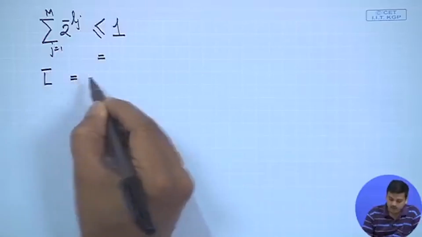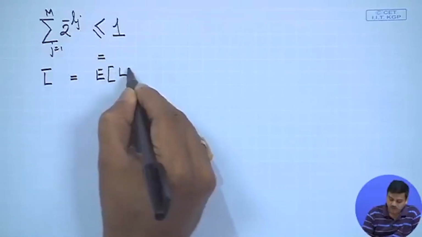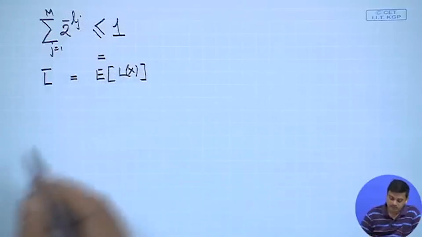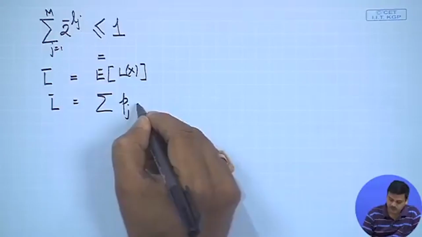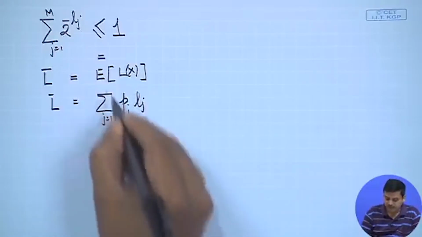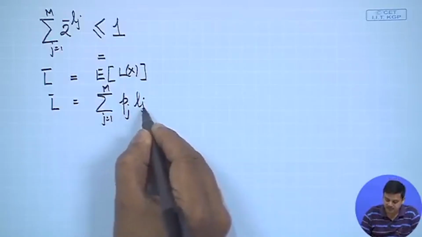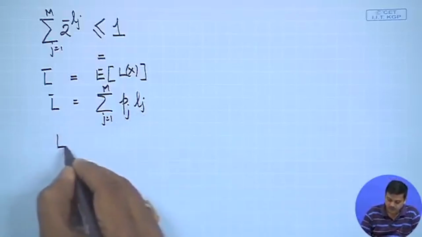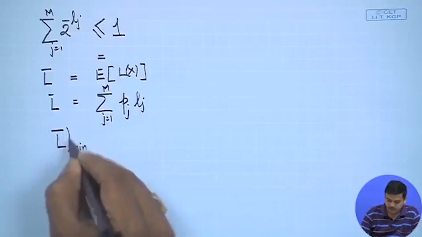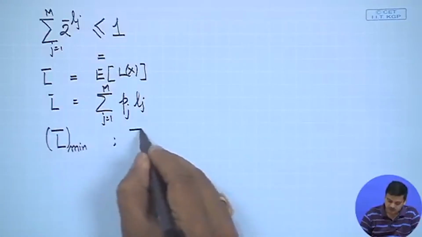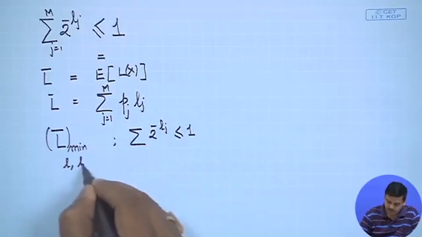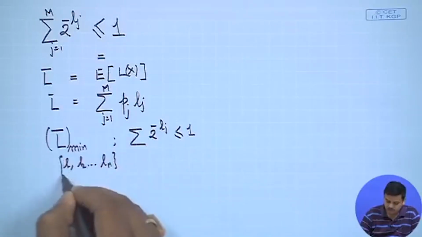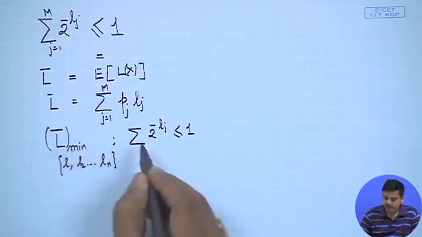Then we moved ahead and we wanted to find L bar. L bar is basically the expectation of L of x, and where we reached is that L bar could be written as the sum over j of Pj Lj, where Pj is the probability of the jth symbol and Lj is the length of the jth code word. So we wanted to find L bar min as the minimum value of L bar subject to the Kraft inequality condition. We wanted to find the set of code word lengths that would minimize the expected length subject to this Kraft inequality.